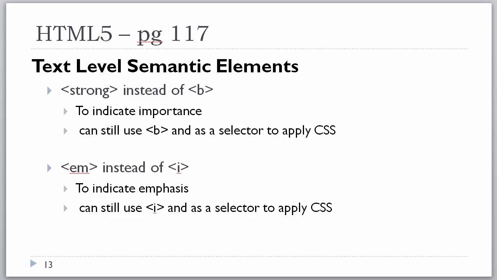Okay, we do have some text-level semantic elements, although these go back to HTML 1. We're going to look at the difference between strong and b. A b is essentially a physical display. It says it's bold, and here again we can replace this with CSS. Strong is used to indicate importance, so if that is your intention, you should be using the semantic element. However, we can still wrap something with a b in order to identify it as a selector, or to use a class or an ID in order to apply CSS should we wish to do so.